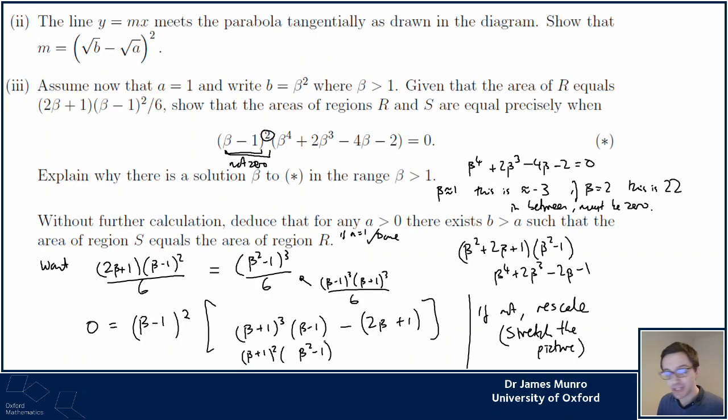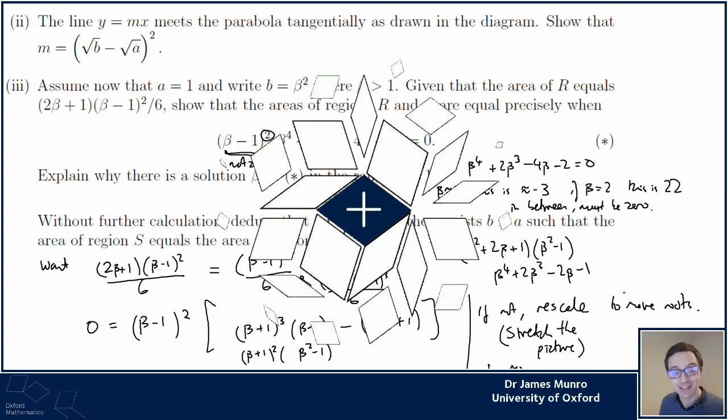But I should do some stretching in the x direction and in the y direction to move the roots. Stretch the picture, if not, rescale, to move roots. So take this picture with the perfect value of b and stretch it sideways and stretch it up and down. The areas will stay equal to each other, but you can move the roots around to wherever you want them to be. And that's the end of question three.